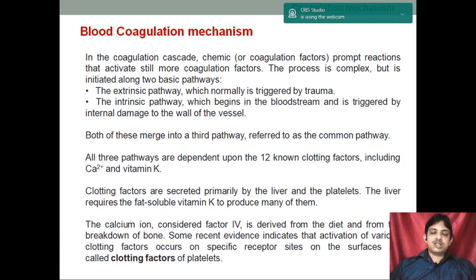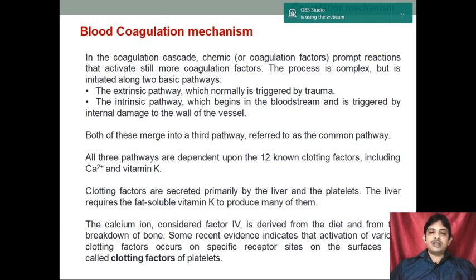The extrinsic pathway is triggered by trauma, and the intrinsic pathway begins in the bloodstream and is triggered by internal damage to the walls of the blood vessels. So there may be the extrinsic pathway or the intrinsic pathway. Both of these merge into a third pathway, referred to as the common pathway. Almost 12 known clotting factors are involved, including calcium as well as vitamin K. These clotting factors are secreted primarily by the liver and the platelets.